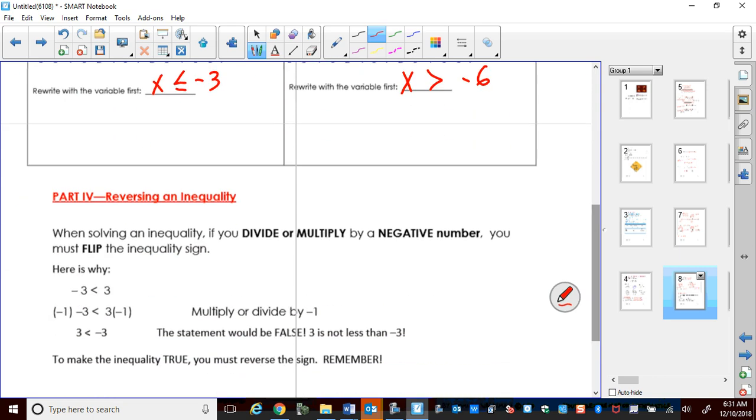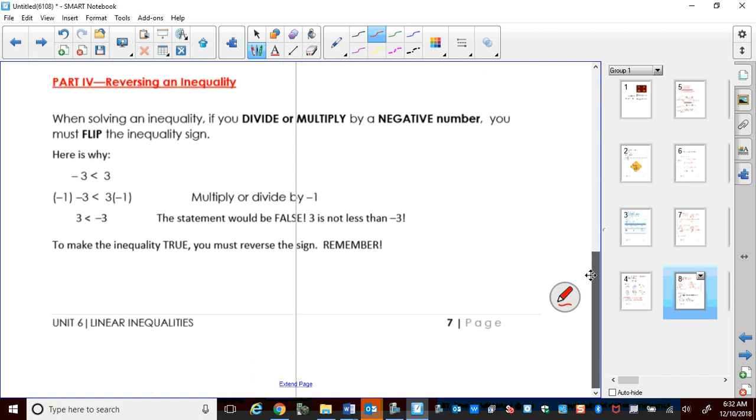Now, there's such a thing as reversing inequalities. This is where we're dealing with dividing or multiplying by a negative number. When we're dealing with dividing or multiplying by a negative number, you must flip the symbol. Okay? So, here is why.